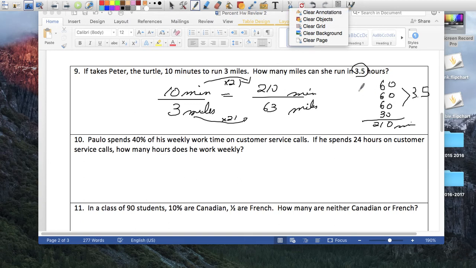So the main thing in this question was to change the hours into minutes, okay? Because when you're setting your proportion, the units have to be the same. Minutes, minutes, miles and miles. In this case, you had miles and minutes and hours. You had to change the hours into minutes.